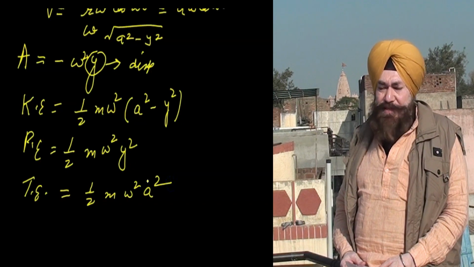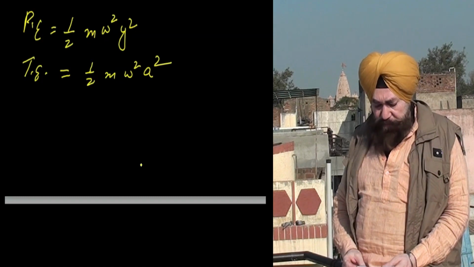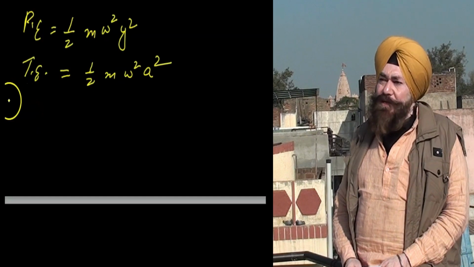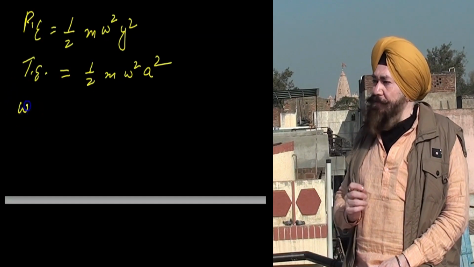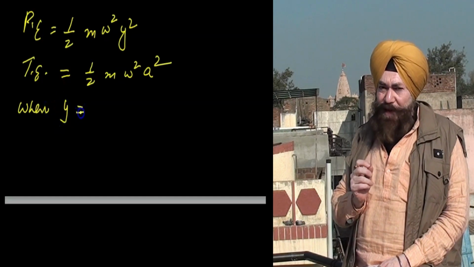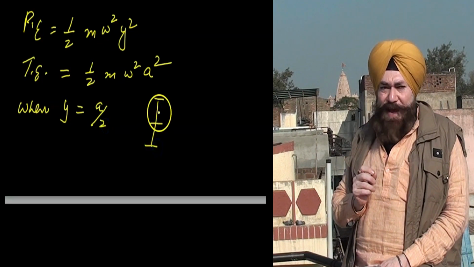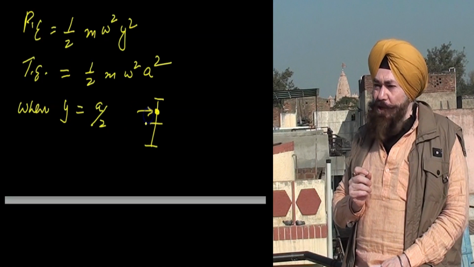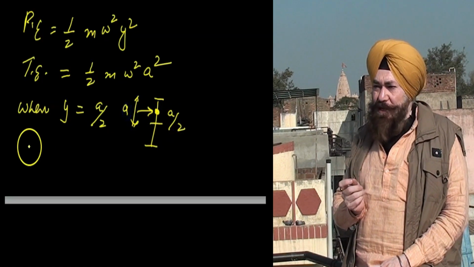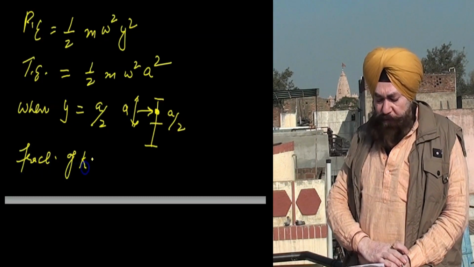Sometimes in numericals they will ask you that when a particle which is executing SHM is at the midway of the amplitude, at half of the amplitude, what is its fraction of kinetic energy and fraction of potential energy?